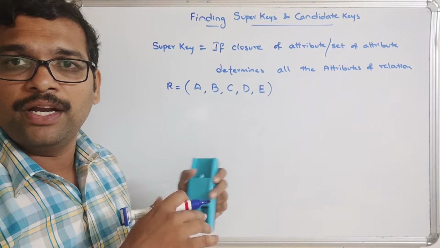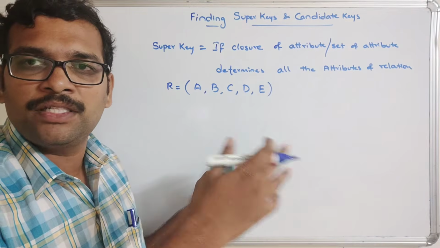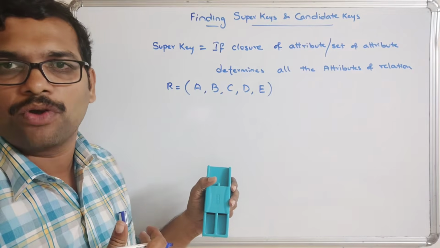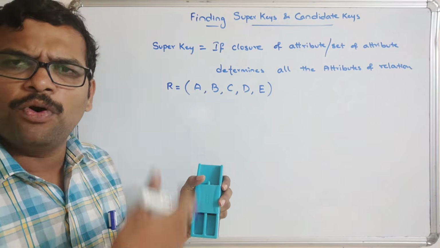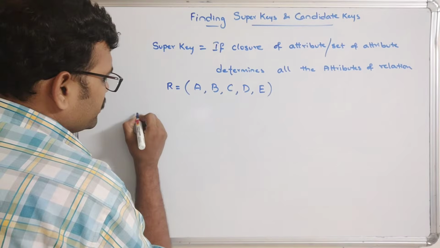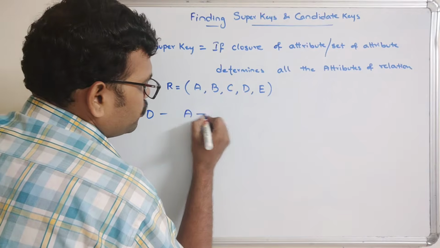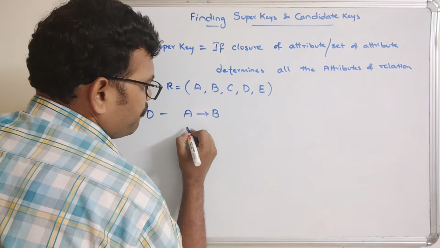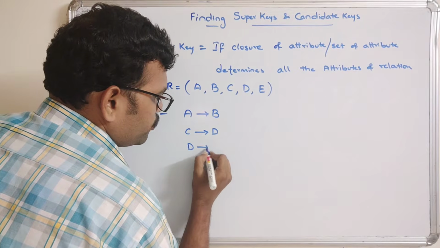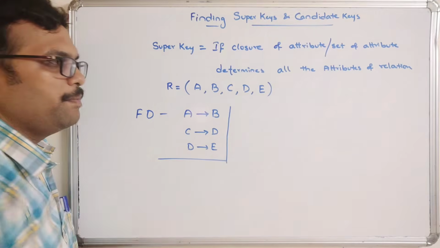So first we need to find out the combination for 5 attributes, next 4 attribute combination, 3 attribute combination, 2 attribute combination and 1 attribute combination. There will be many more combinations. So let us take the functional dependencies. The functional dependencies are, let us assume, A tends to B, C tends to D, and D tends to E. So these are the functional dependencies.